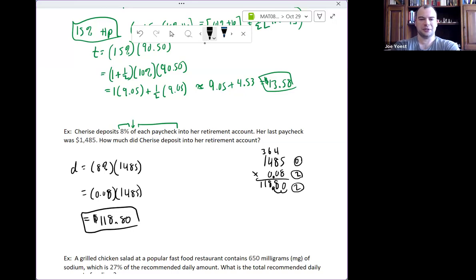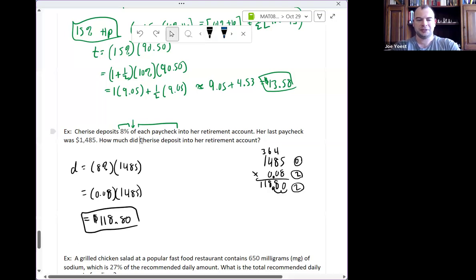And again, does this make sense? 8% is a little less than 10%. 10% of 1,485, that's, 1,485 is about $1,500. 10% of that would be 150. Is this a bit under 150, 120? Yeah, sure. Right, it's in the ballpark. It's not like $11.88 or like $1,188. Those would be clearly incorrect. But it seems about right. Any questions on any of this?